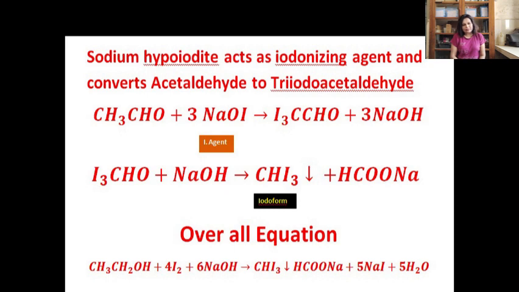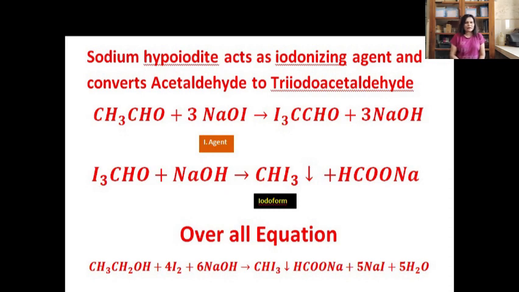Now with this acetaldehyde, sodium hypoiodite again reacts. Here it will act as an iodinating agent. Now it will replace all the 3 hydrogen atoms of the ethanal or acetaldehyde which are present at the second carbon with iodine. So you will get I3CCHO plus you will get sodium hydroxide.